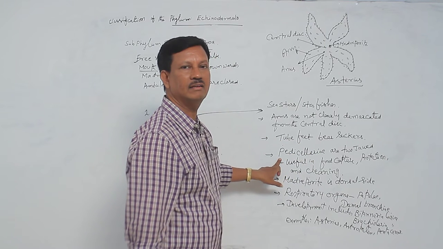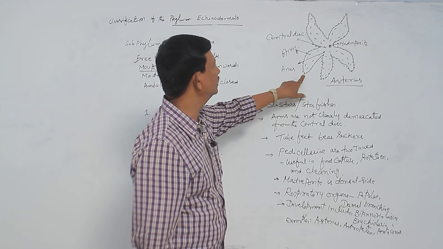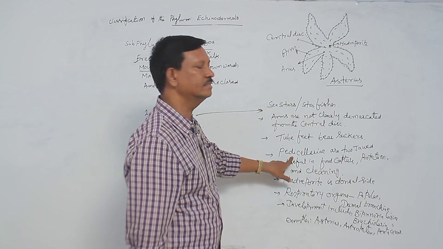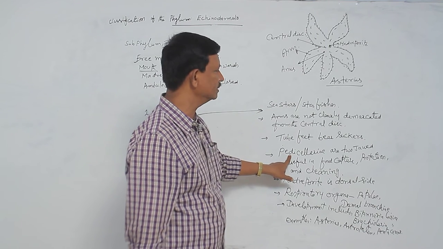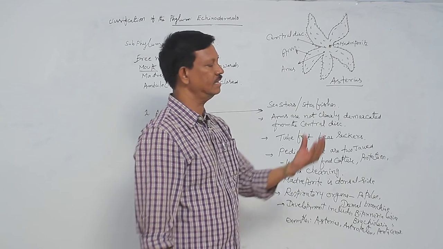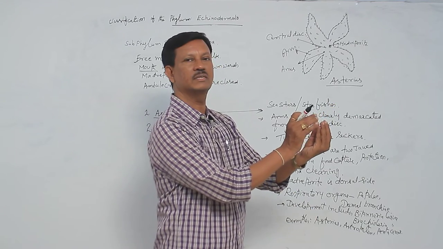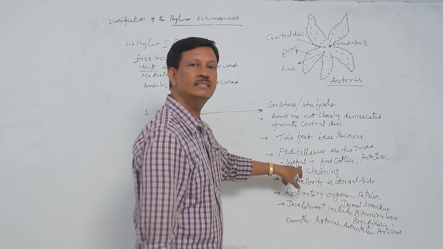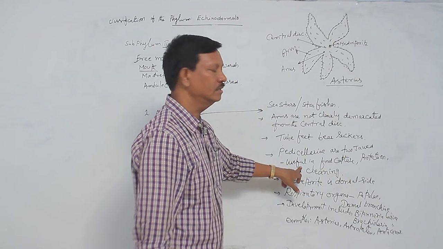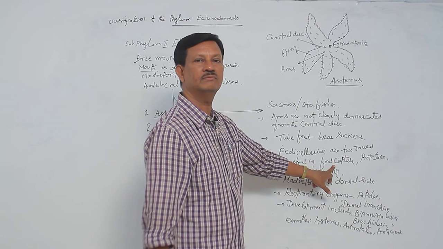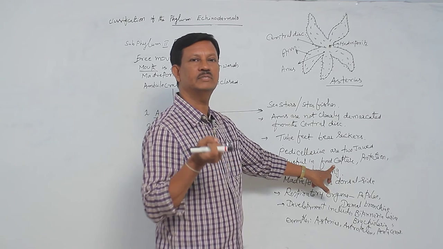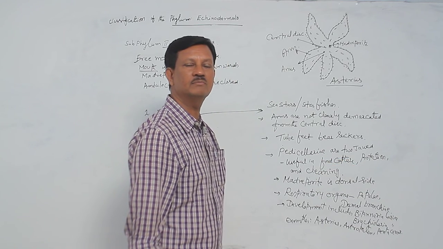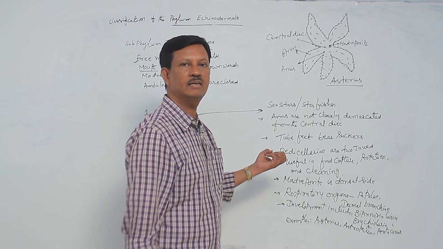And pedicillaria, spines: the body is covered by spines. Some spines are modified into pedicillaria in some animals. Here pedicillaria are present. Jaw-like structures are present, divided into two jaws. These pedicillaria are useful for food capturing. With the help of that, the organism can capture the food material, and for protection also. If any enemy comes near, it protects the body.